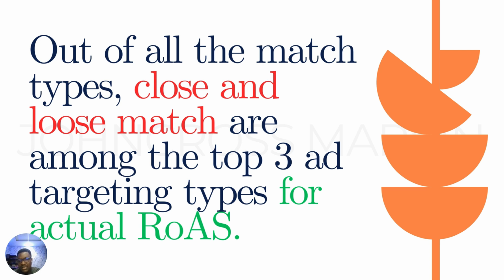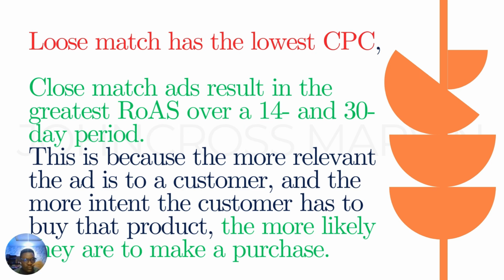So you really need to stay focused on close match type and loose match type, something of that nature. It will help you to mitigate a lot of losses, and also put your campaign in a profitable direction. So loose match type has the lowest CPC. What CPC stands for is what? Cost per click. So loose match type gives you a lower cost per click as compared to close match type, substitute, and complement. Close match type ads result in the greatest return on ad spend at a 14 and 30 day period.